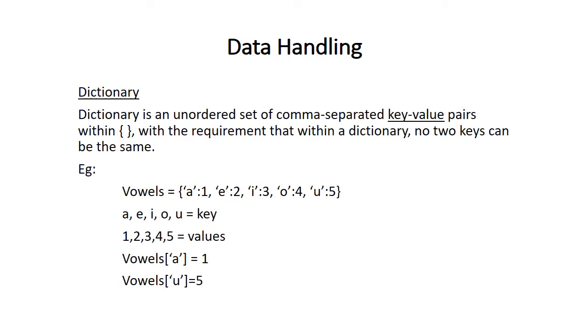Dictionary. A dictionary is an unordered set of comma-separated key-value pairs within the left and the right curly braces, with the requirement that within a dictionary, no two keys can be the same. Example, vowels. In that, A, E, I, O, U represent the keys, and 1, 2, 3, 4, 5 represent the values.